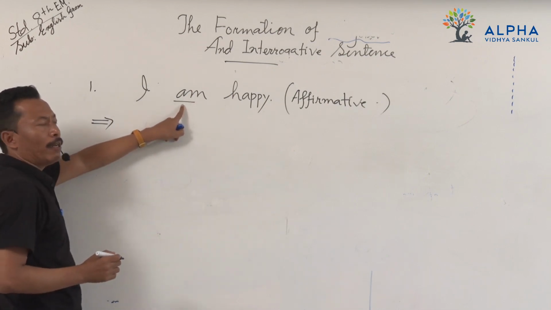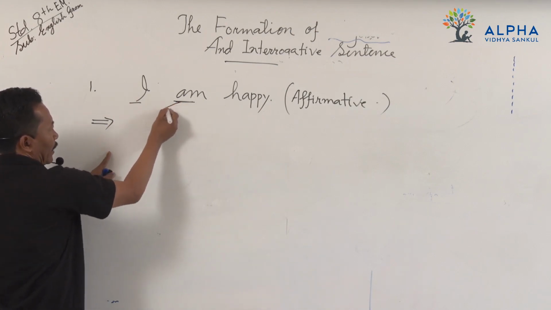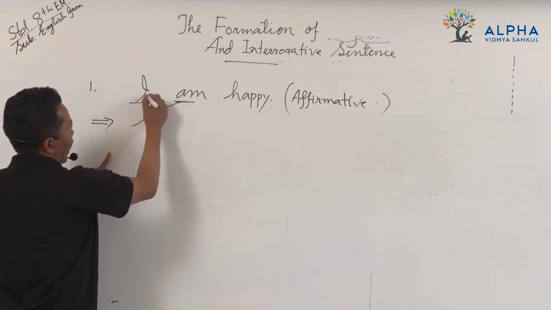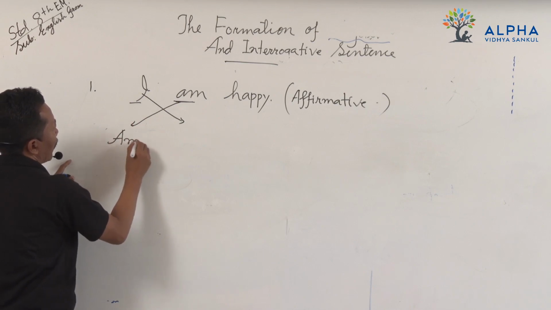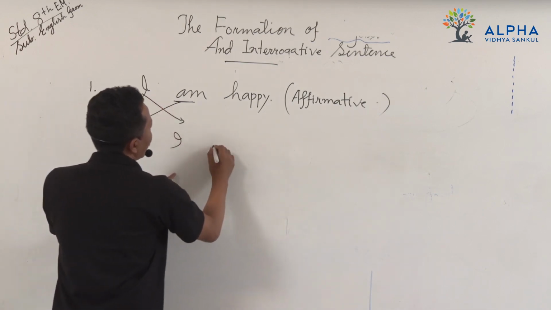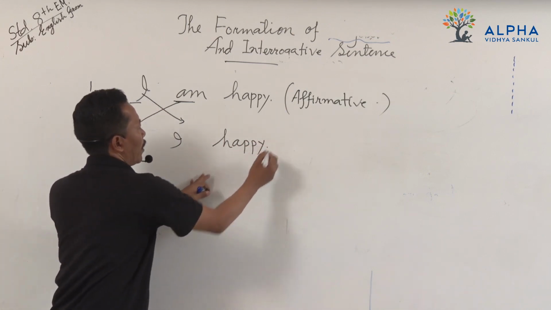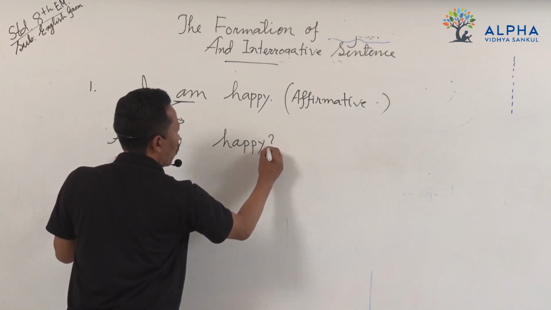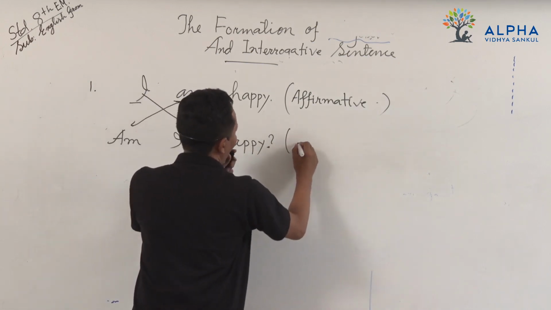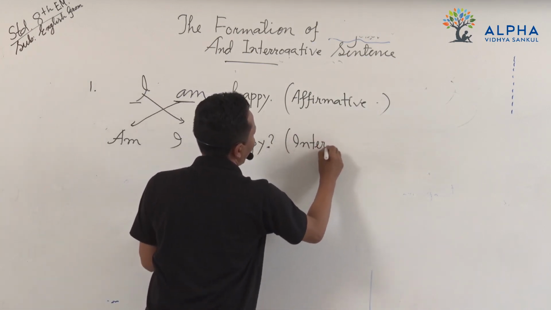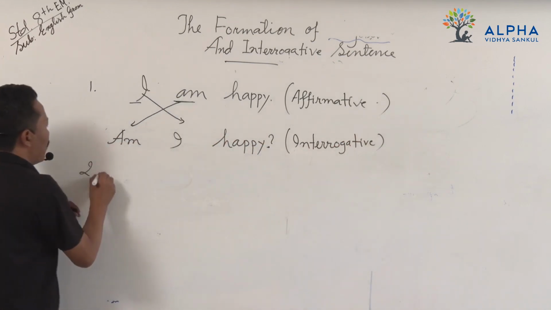If we find an auxiliary verb, the subject and the auxiliary verb change places, they are interchanged. Here, am will come first, then I. Very simple, you see. And the remaining words, whatever they may be, adjective or anything, you put after, and you have to put the interrogation mark. Am I happy? This is finished. And this is an interrogative sentence.